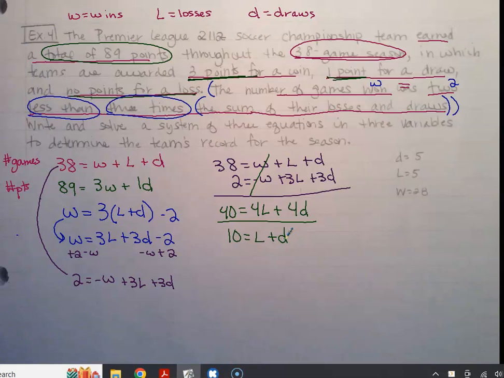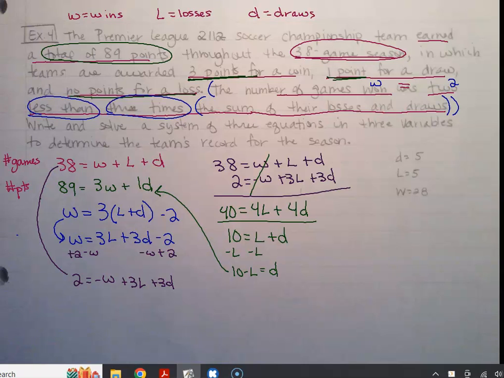So we could subtract L and solve for D, then plug that into the middle equation and solve for W. If we subtract L, we're solving for D, so 10 minus L equals D. We're going to plug that into this one.